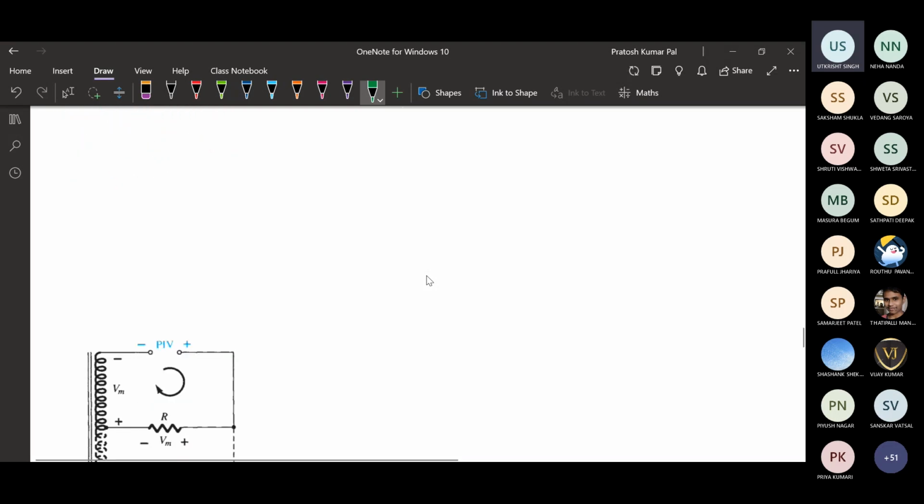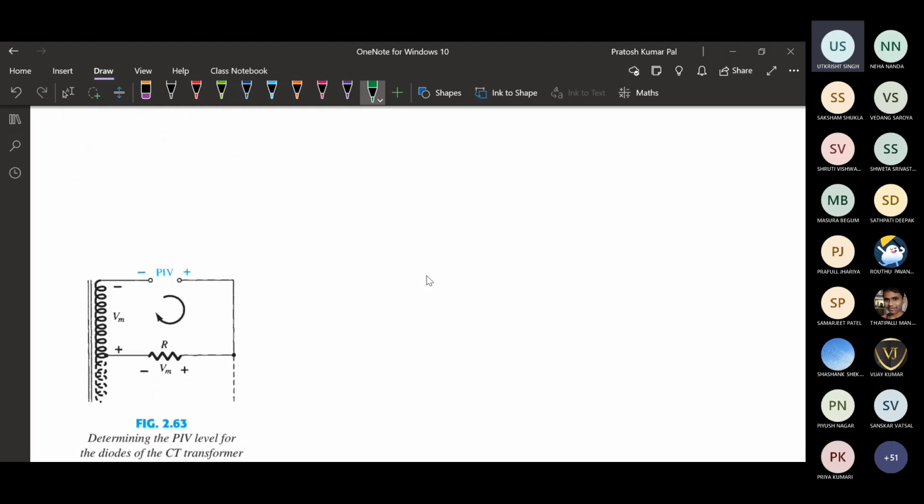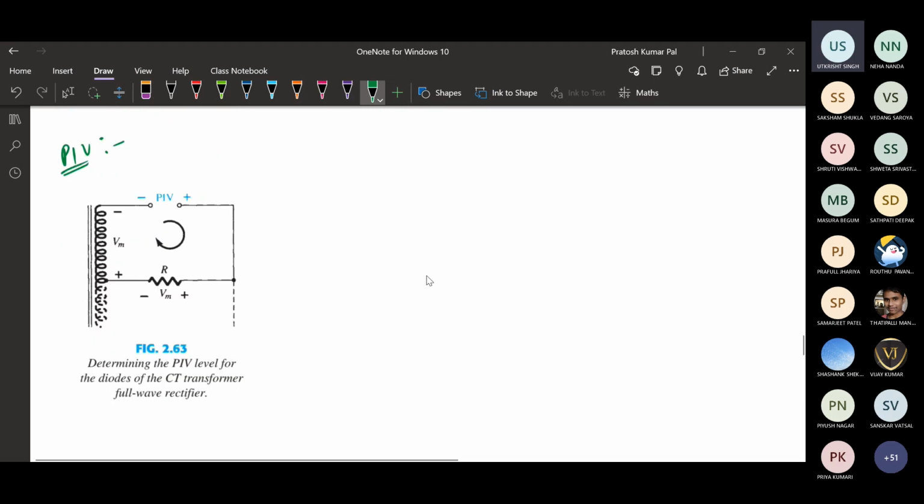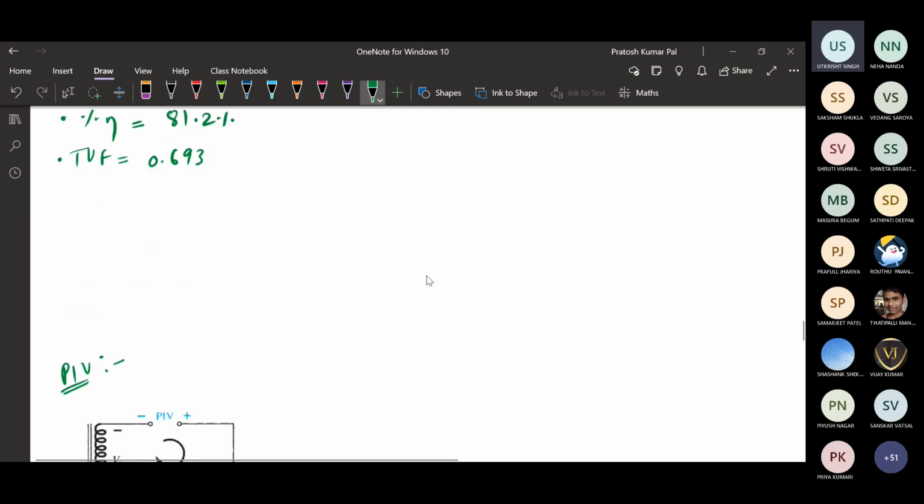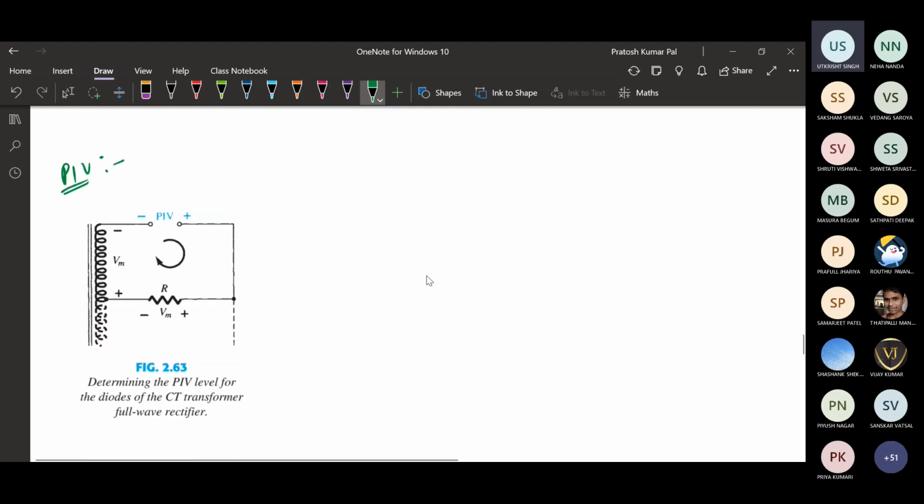Also, the last point that we will see is PIV. What is PIV? To get the PIV, first of all we will be applying the reverse bias case to the diode. So we will be applying a negative voltage. If it is negative, this is open circuit, and this second diode will be short circuit.